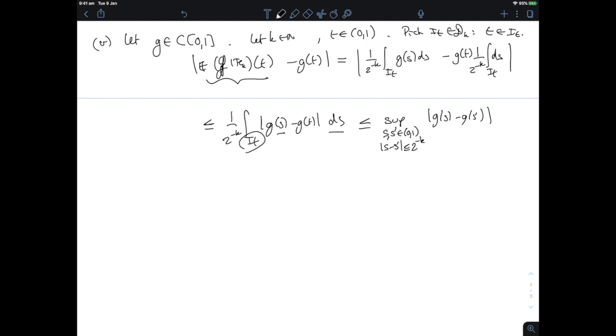Okay, but that's exactly the definition of uniform continuity, that this goes to 0, since g is uniformly continuous. That's uniformly continuous because it's continuous on a compact interval. And that concludes the proof of this little proposition. So M_k f, conditioning on the interval F_k, and put in another way, replacing the value of the function by its average over a dyadic interval, will converge back to the function, at least when the function is continuous.